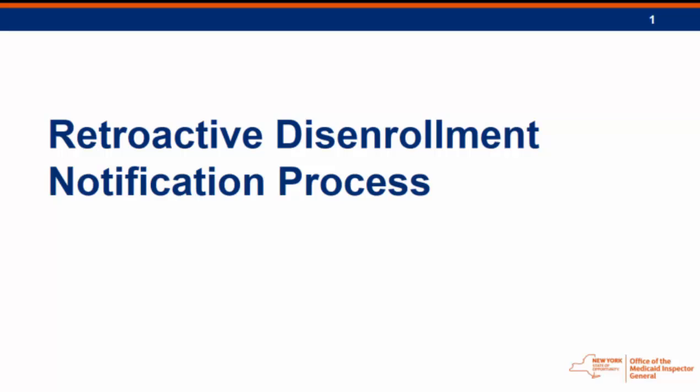The retroactive disenrollment process recovers capitation payments for individuals who are no longer eligible for Medicaid managed care. The local districts play an important role in identifying individuals who should be retroactively disenrolled and submitting the appropriate notifications to OMIG and the plans.